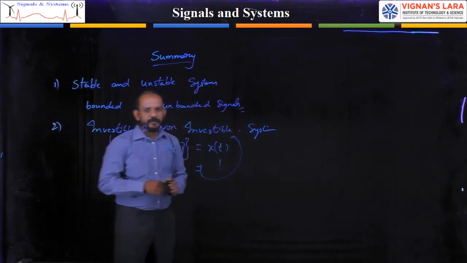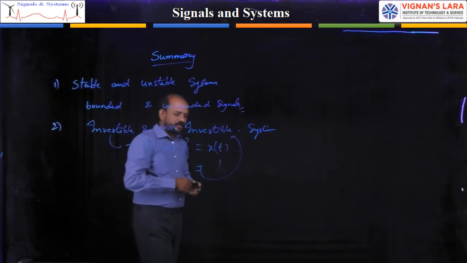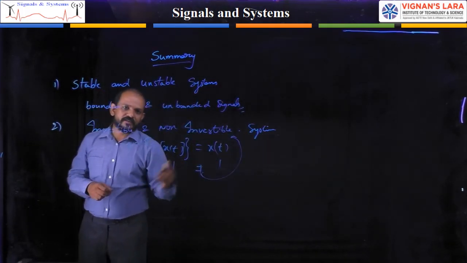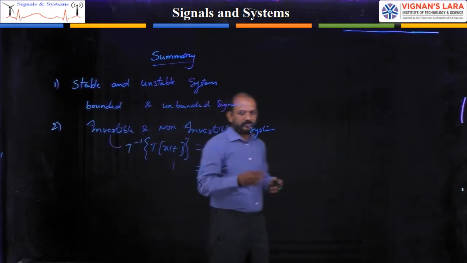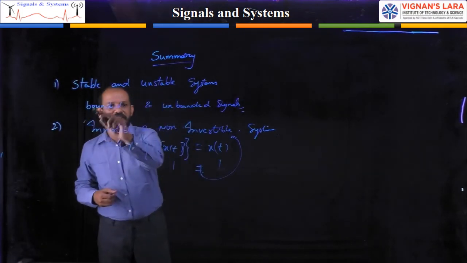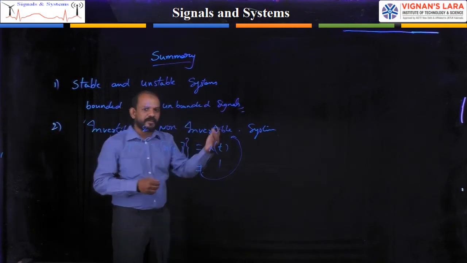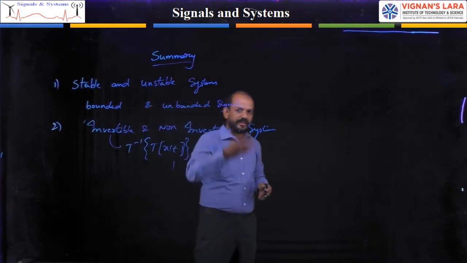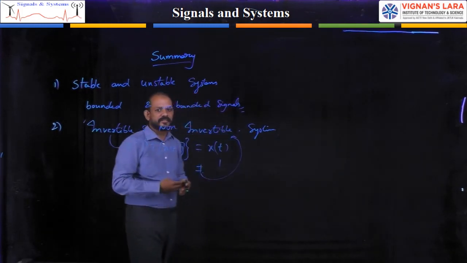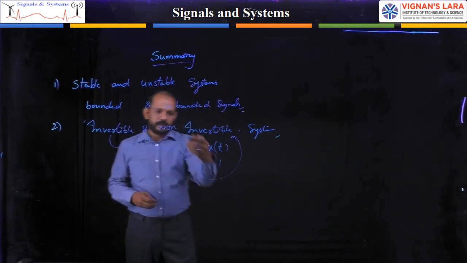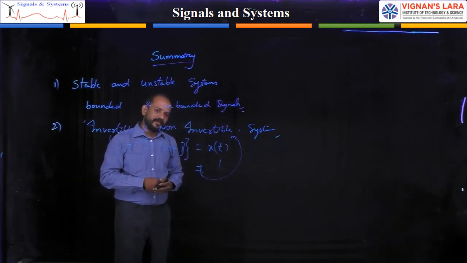After this explanation I went for some example problems. I had taken 3 or 4 example system equations. Based on the system equations, I identified whether the system is invertible or non-invertible. I solved each system equation, and finally I said whether the system is invertible or non-invertible. This is what we explained in today's class.